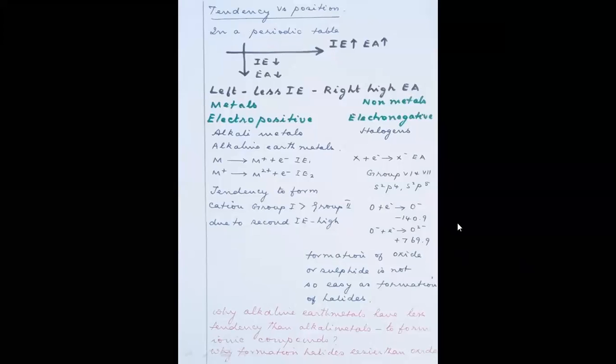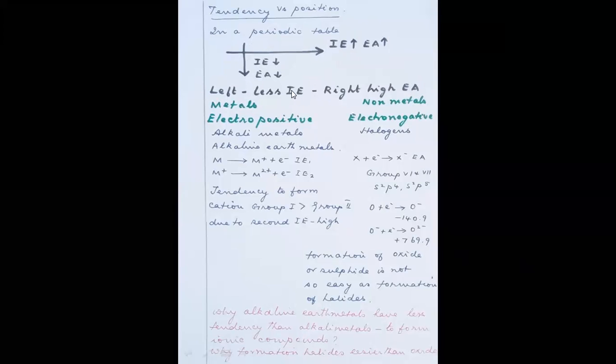Thank you, sir. So when you move from left to right, the ionization energy increases, and electron affinity also increases. When you move down the group, atomic size increases by the introduction of new orbits. So ionization energy decreases and electron affinity also decreases. So what happens? At the left, less ionization energy. At the right of the periodic table, high electron affinity.